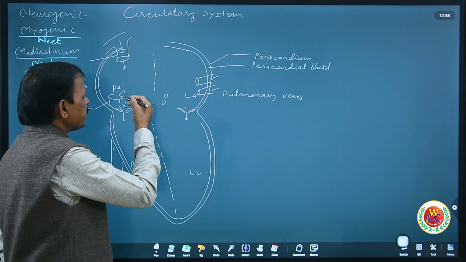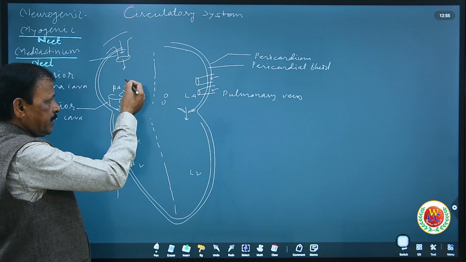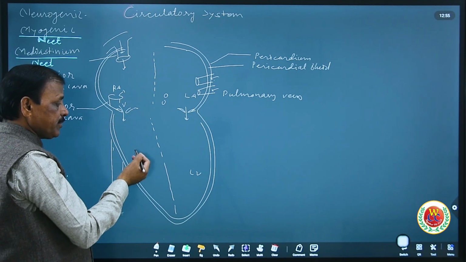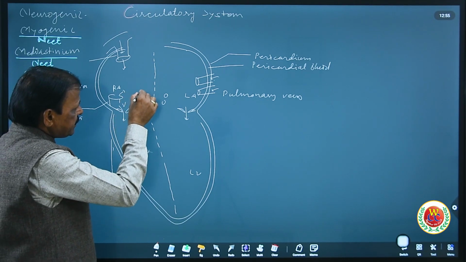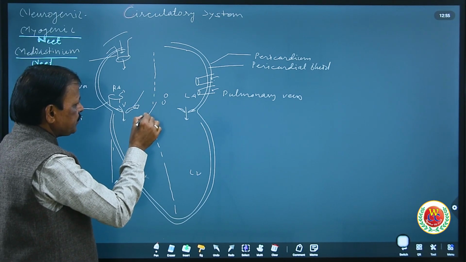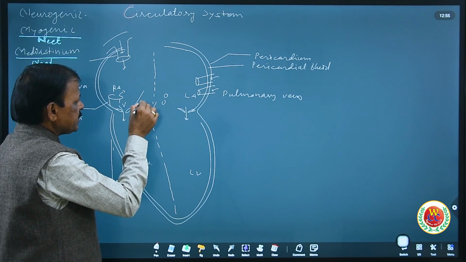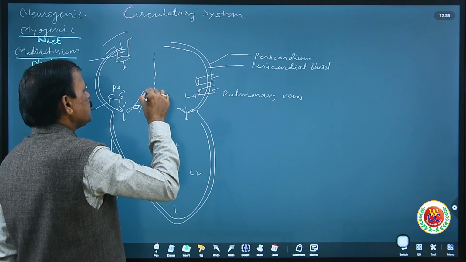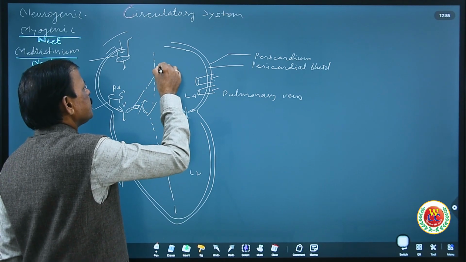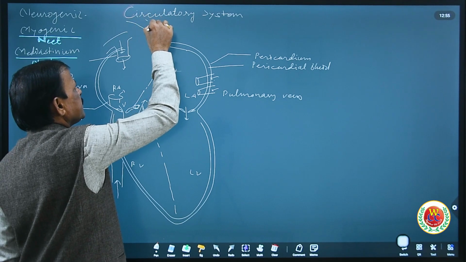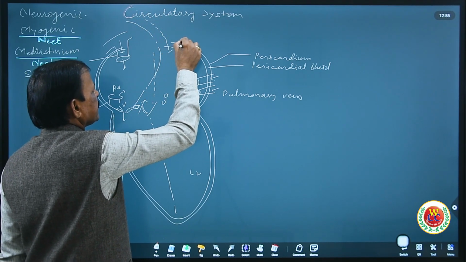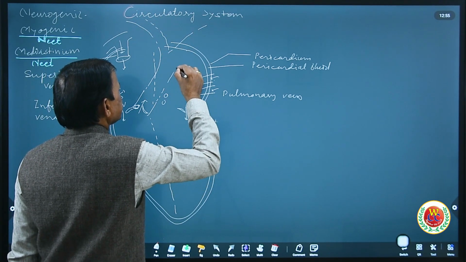Now, the deoxygenated blood which comes into the right auricle, with the contraction, is poured into the right ventricle. The right ventricle carries this impure blood through this pulmonary artery. So let me draw first incomplete and then I will complete it.